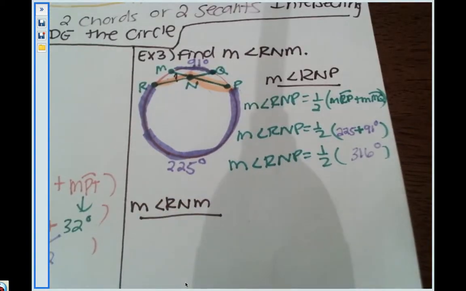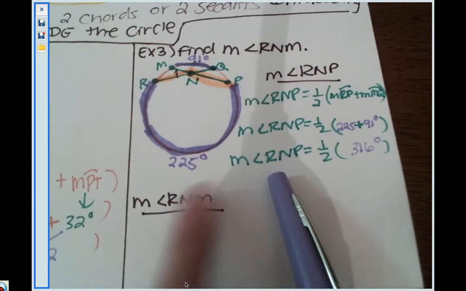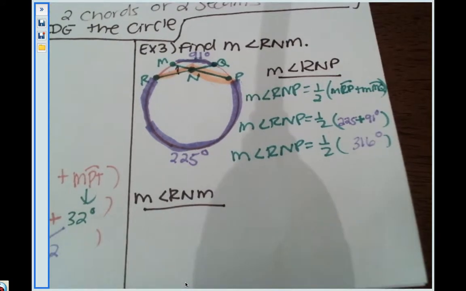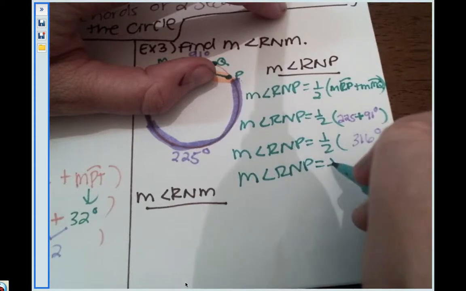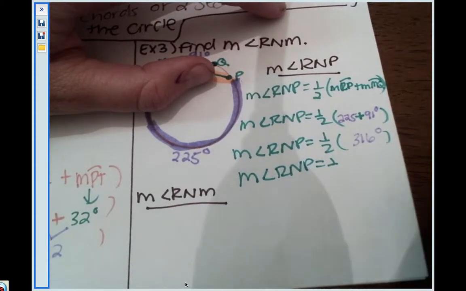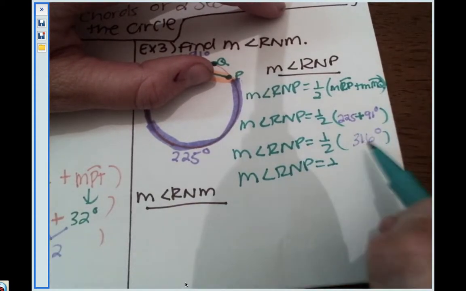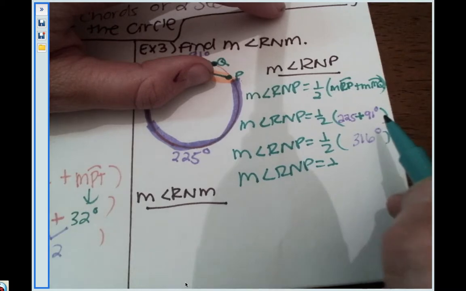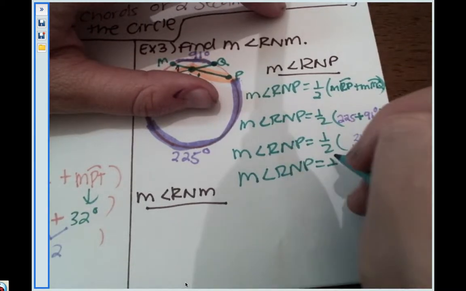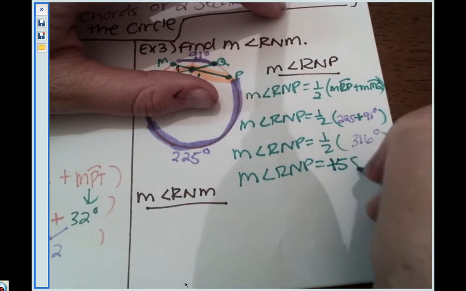All right, and then I simply just have to halve it to get that angle, which means I'm one step closer to getting to this angle. So the measure of angle RNP equals 1/2 of 316, which half of 316 is, let's see here, 158. So it equals 158 degrees.